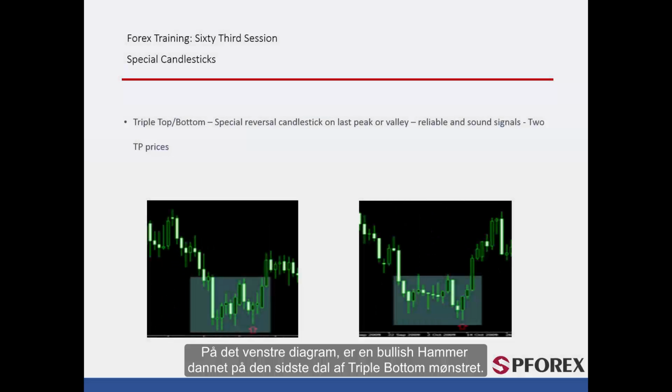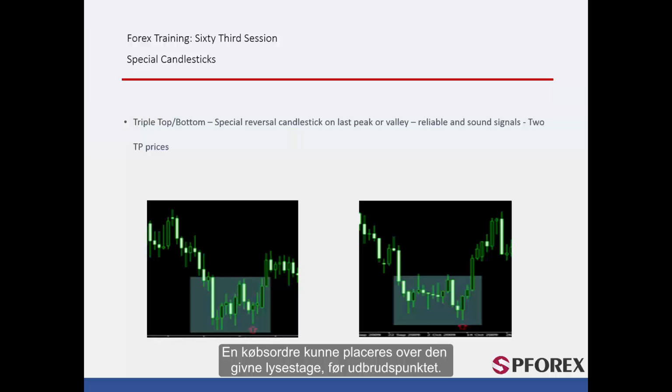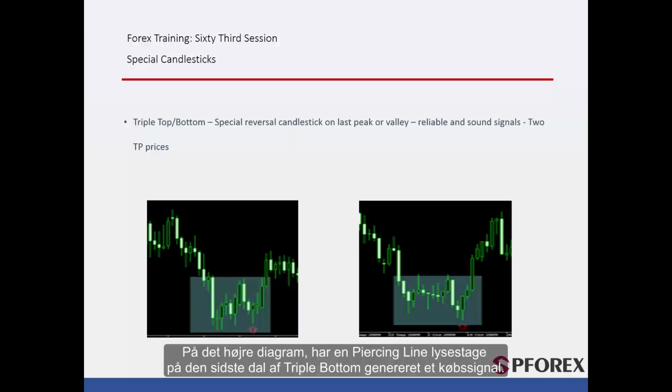On the left graph, a bullish hammer has formed on the last valley of a triple bottom pattern. A buy order could be placed over the given candle sooner than the breakout point. On the right graph, a piercing line candle on the last valley of the triple bottom has generated a buy signal.